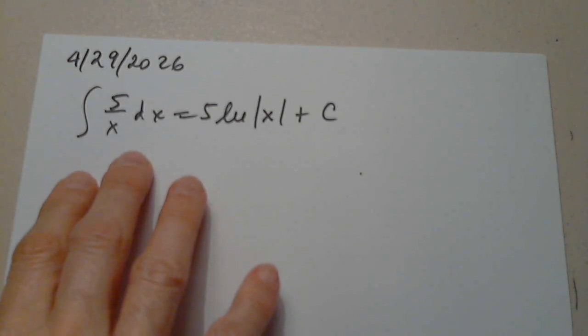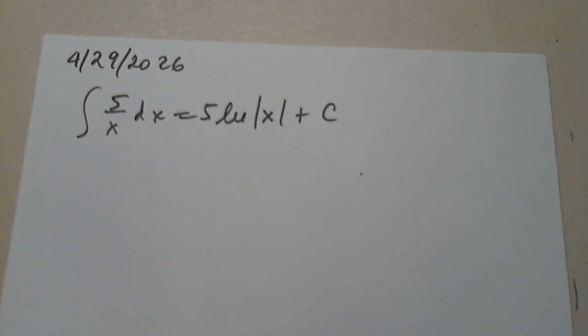This one clear? The integral of 5 over x dx is 5 natural log x plus a constant c. Is this okay? Okay, so problem 3.